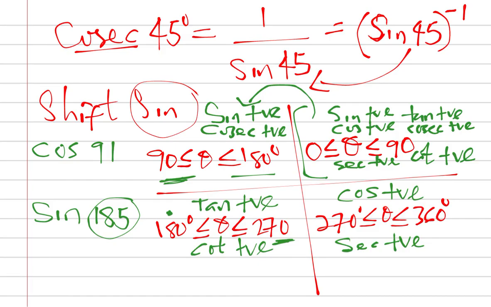All right, so let's try to see some examples. Let's say I have a question that says, given that sine theta is equal to 4 over 5.